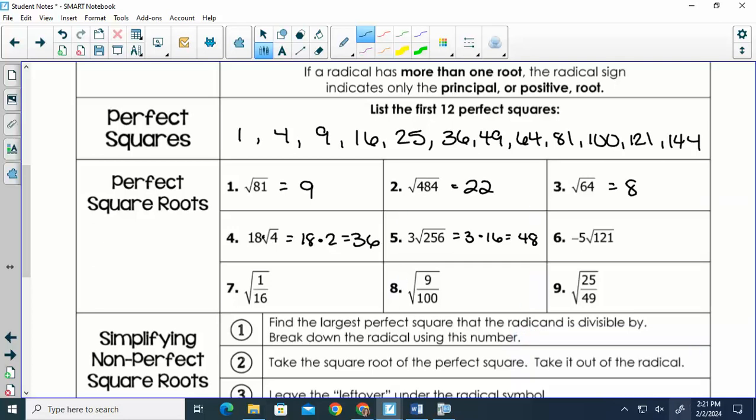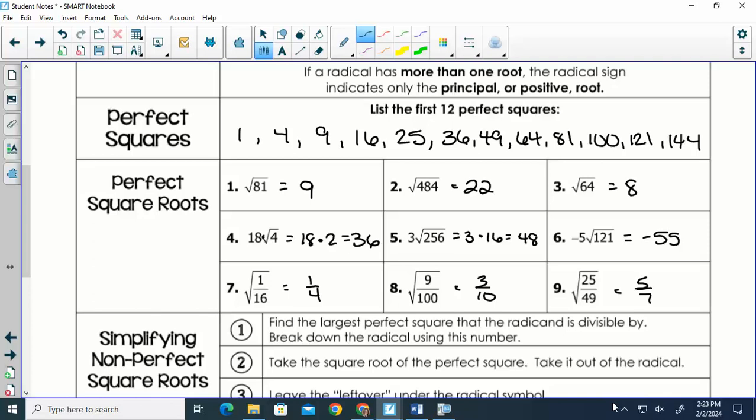Why don't you guys see if you can finish the last few for me. So do 6 through 9. What is negative 5 radical 121? What is the square root of 1 over 16? What's the square root of 9 over 100? The square root of 25 over 49. Those are all good, right? You either can look at it and tell, or you can put them in the calculator. But if they're not perfect squares, we need another option.